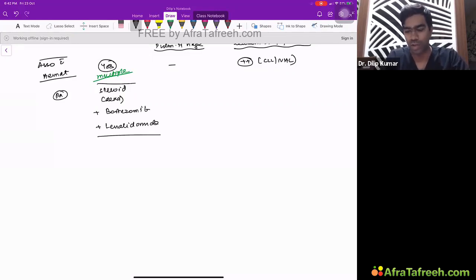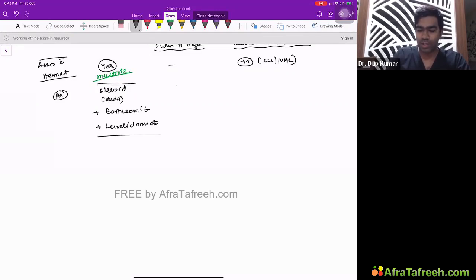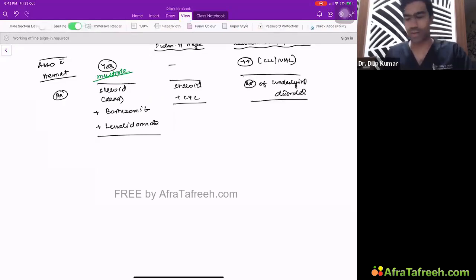Same thing I can use for AL type of amyloidosis. Usually here I'll be using a steroid plus, at the same time, cyclophosphamide. So this is the usual treatment here. Here, because most of the time it will be due to a secondary cause, it is treatment of the underlying disorder. So that's what is going to happen here. This is what I'm going to use here.